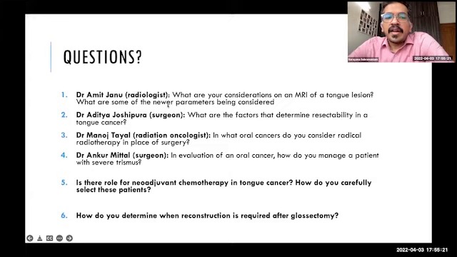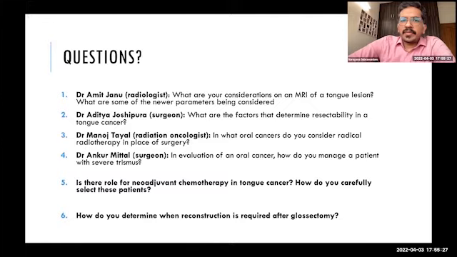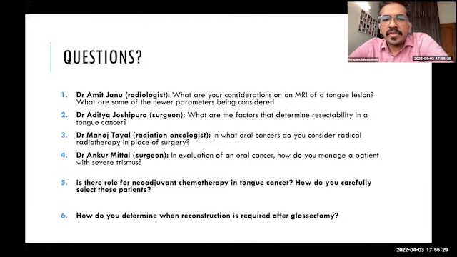So my next question is for Dr. Ankur Mittal. So in our country, we see a lot of chewing tobacco, we see a lot of pan, we see a lot of oral submucous fibrosis. So when you are seeing an oral cancer like this, but mouth opening is very poor, if you have severe trismus, how does that make your management more challenging? So what is your approach?